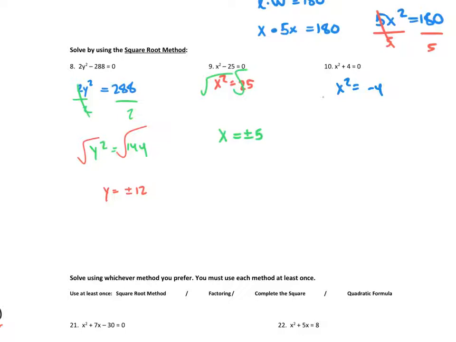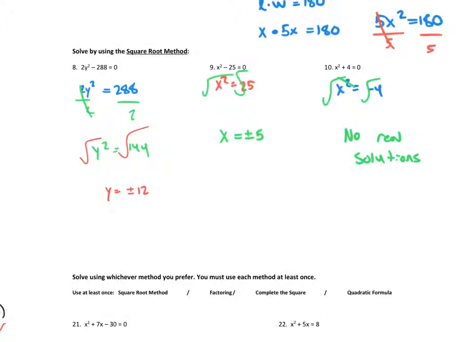On number 10, when we try to square root both sides, we can't square root the negative 4. So that's an example of no real solutions.